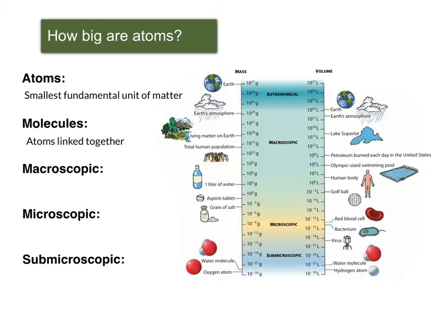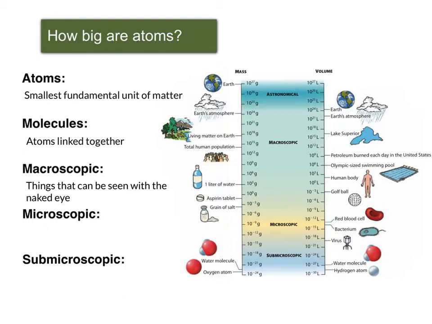But I want to just give you an idea of how small they are relative to other things. So we have this scale here on the right, and you can see the Earth and our atmosphere. Those sorts of things are astronomical in scale. And then macroscopic things are things that we can see with the naked eye. So that's a lot of different things, all the way down to like a grain of salt. So that would be one of the smallest macroscopic objects.